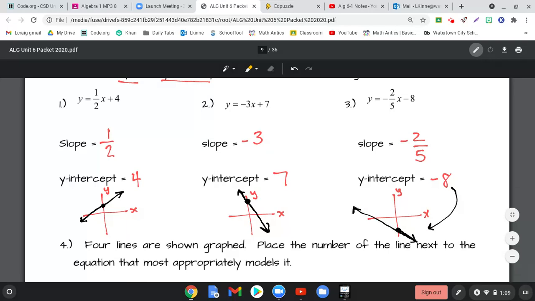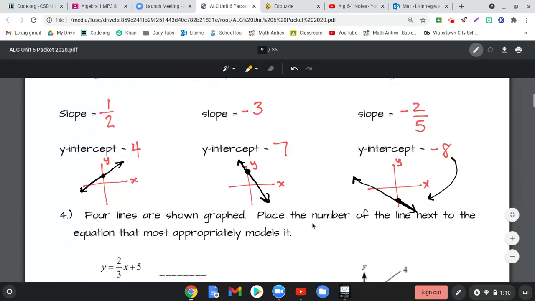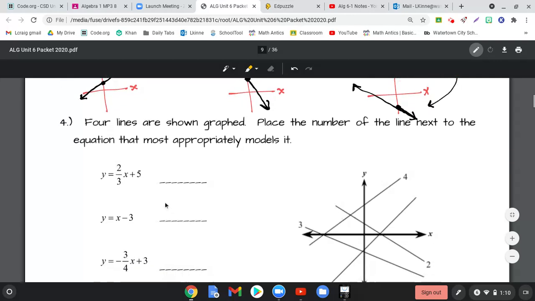So those are the two things that are most important. The y-intercept tells you where it's crossing the y-axis. That's your starting point. And then use your slope to decide if it's going to go up or if it's going to go down. So let's try matching these.